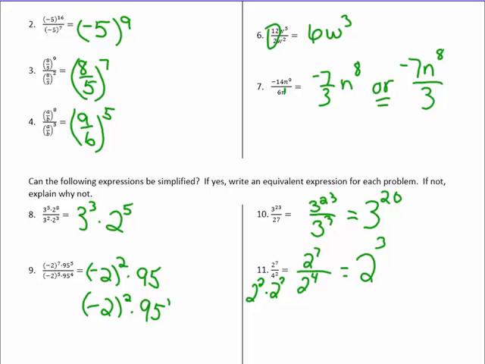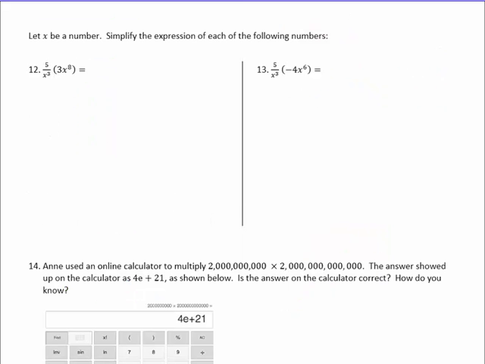All right, I think that's it for today. Oh my gosh. Whew. Let x be a number. Simplify the expression for each of the following numbers. All right, we're going to save those two. We're going to do them together. 14, I don't want to do it all because it's not something we need to get into yet, but we're going to save 12 and 13. If you want to try them on your own and bring them to class, that's great. Otherwise, we will go over those together.